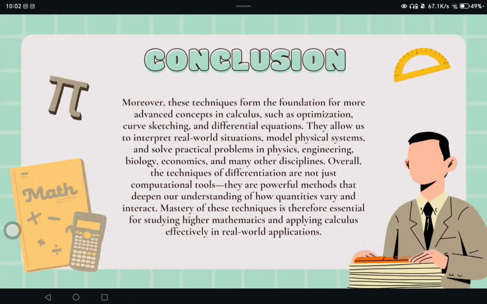Moreover, this technique forms the foundation for more advanced concepts in calculus, such as optimization, curvature, and differential equations. They allow us to interpret real-world situations, model physical systems, and solve practical problems in physics, engineering, biology, economics, and many other disciplines. Overall, the techniques of differentiation are not just computation tools, they are powerful methods that depend on our understanding of how quantities vary and interact. Mastery of this technique is therefore essential for studying higher mathematics and applying calculus effectively in real-world applications.